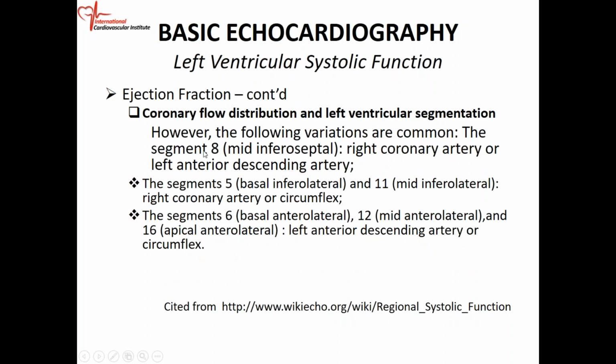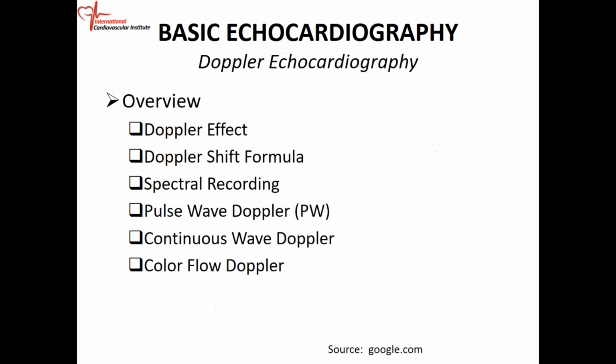Okay. As I said, there are going to be variations, but just keep it simple. The anterior septal is LAD, lateral is more than likely the circumflex, probably a branch of the LAD, the inferior or inferior septum, usually the RCA. There are going to be variations. Don't get bogged down in the variations, right? So segment eight, which is the mid inferior septal, it could be the right coronary artery or the LAD. But again, don't get bogged down in the details.